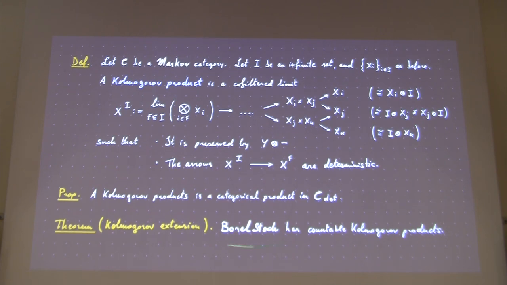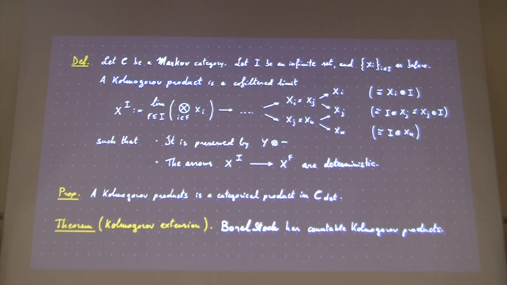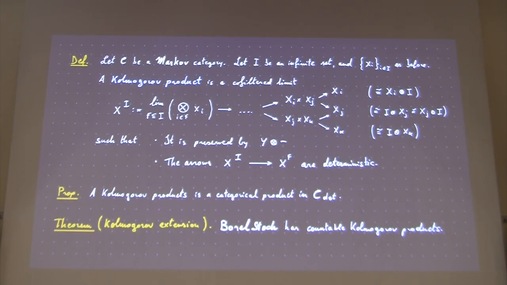Sorry. Yeah? What about FinStoch? Yeah, FinStoch does not have Kolmogorov products because you would need this to be an infinite set, and the objects of FinStoch are finite sets. So there we don't have it, but it's not too bad. We wouldn't expect it to be there. But one can take some profinite completion, and that way one gets some instance of it.